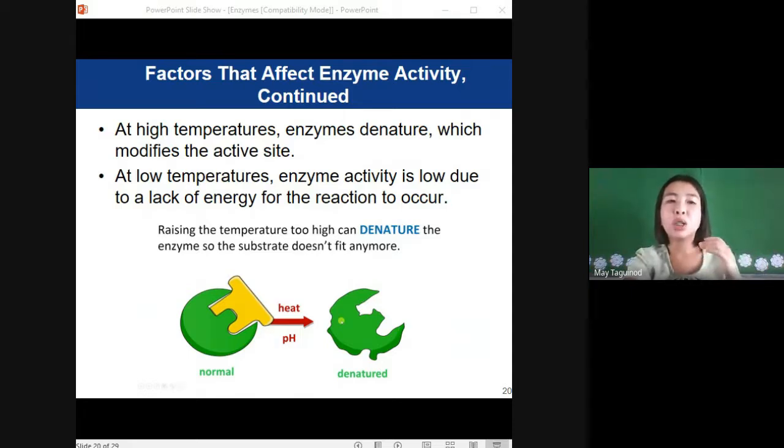There is a picture of the denatured enzyme. As you observe, there is a change in shape. The enzyme lost its original form, and when the enzyme loses its shape, automatically the enzyme will lose its function.